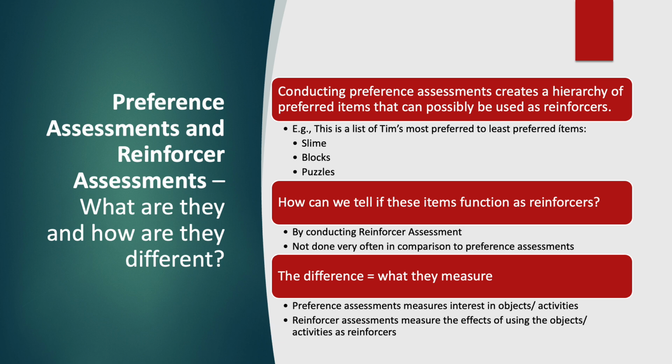Okay. So an example of a preference assessment could be like I could have different items set out in front of a person. So let's say that I have blocks, slime, and puzzles that I'm exposing a person to. I could see how they interact with those particular items, and then I could say, okay, they spent the most amount of time with slime. They spent a little bit of time with blocks, but they didn't interact with the puzzles at all. And so then that helps me establish that hierarchy that I mentioned earlier, where I could say, okay, the slime is a highly preferred item. The blocks are moderately preferred, and then the puzzles were not a preferred item at all.